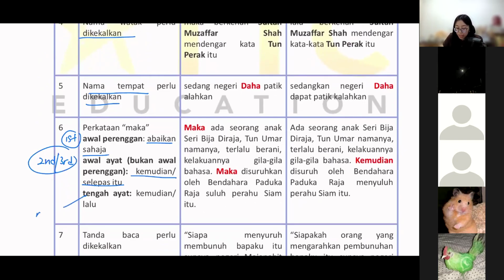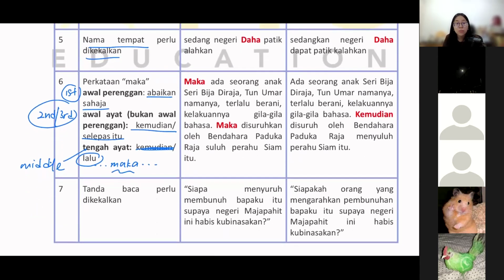If it's in the middle of the sentence, for example, maka in small letters, then the maka you just change to lalu. Cancel the kemudian, just change it to lalu is enough. But make sure it's in between the sentence lah, then you change to lalu. Okay, number 7, tanda baca perlu dikekalkan. For example, all the symbols, you have to remain. Just for example, the siapa, you change to siapakah. Question marks remain.